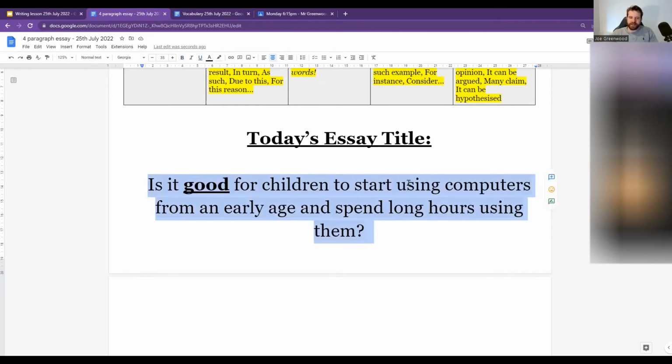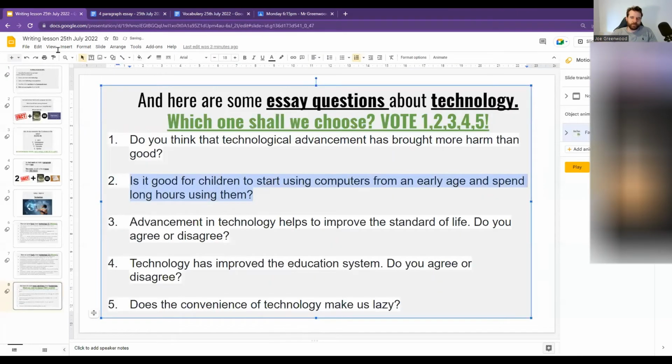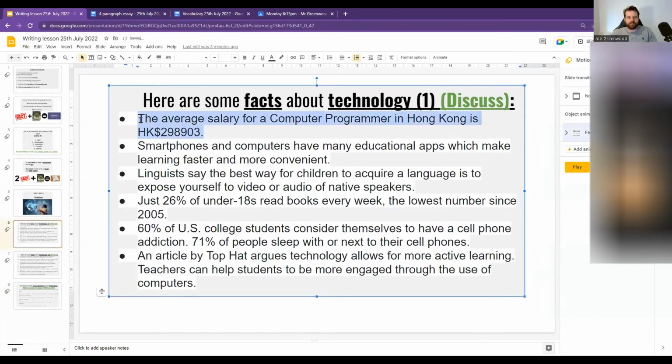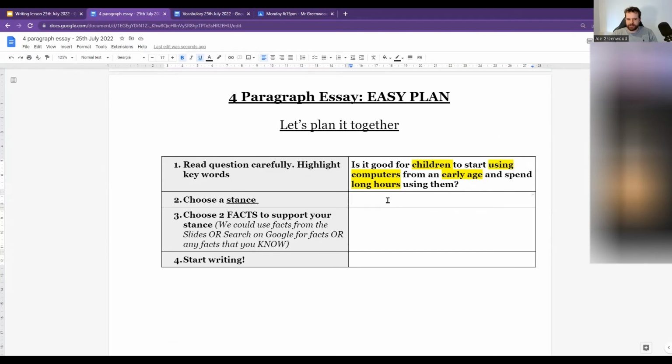Okay, lots of people say bad. Interesting. Well, let's look at the facts we've got and see if any of them could help us write good or bad, because this might make it easier. So look at the first one. The average salary for a computer programmer in Hong Kong is 298,903. This would be good, right? This would mean it's good to learn computers from an early age. You think it's bad? Okay.